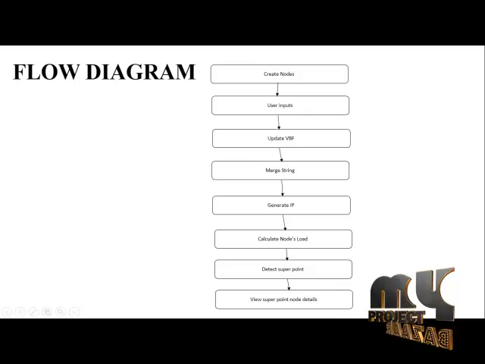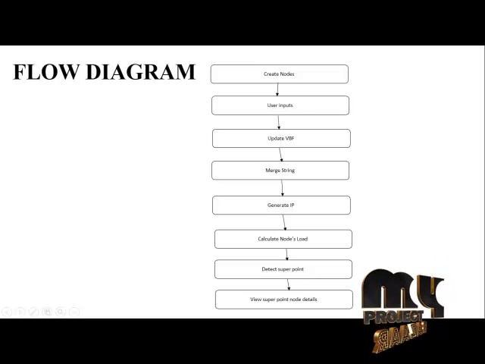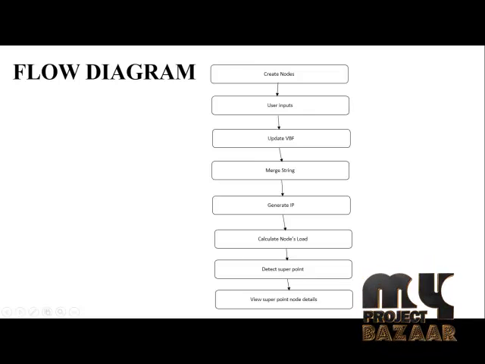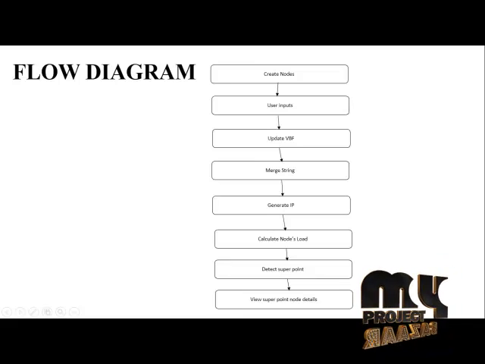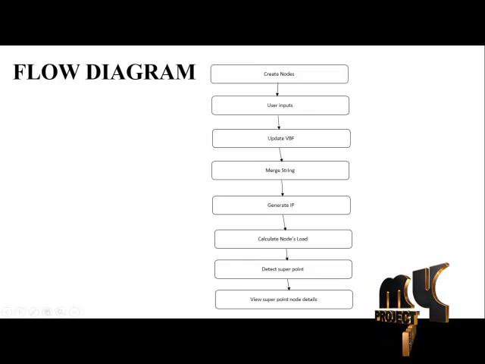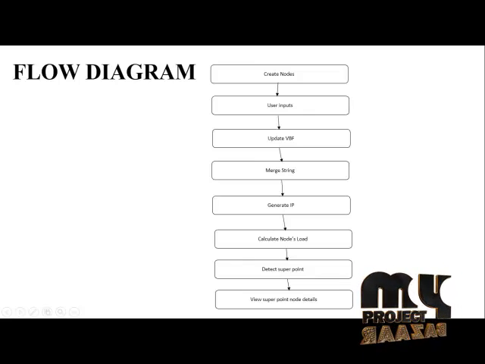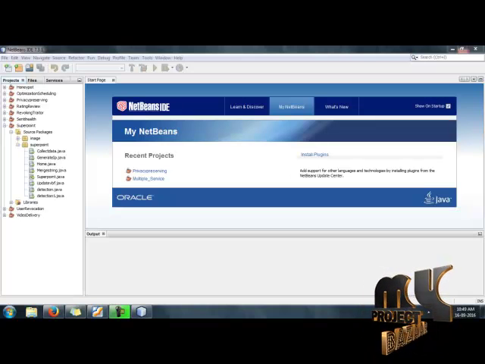After we detect the superpoints, we have to show the superpoint node details, what all the packets they send, and the port address and IP address of the superpoints. Then close, and the flow will be completed. Now we have to see the demo of our project.